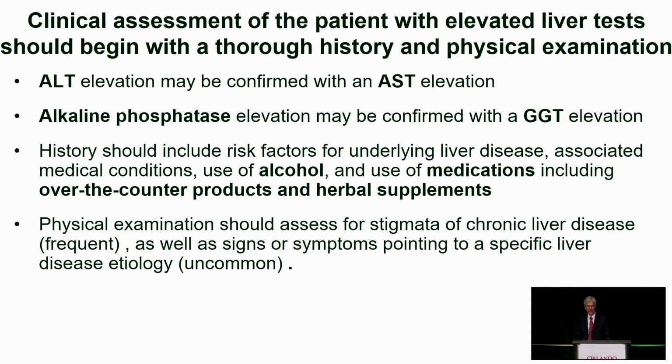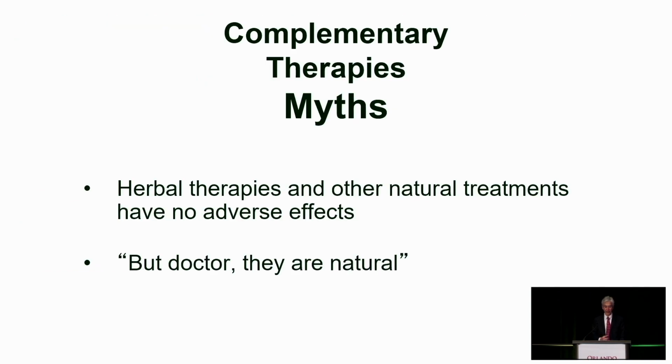The exam is actually more for stigmata of advanced liver disease rather than a specific disease etiology. That is, you're not going to see, for instance, a Kaiser-Fleischer ring routinely, but you will be able to see spider angiomata, palmar erythema, anything that suggests cirrhosis, and that's what you're mainly looking for when you examine somebody.